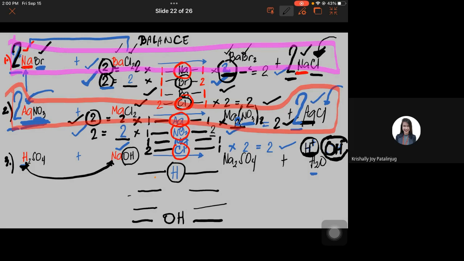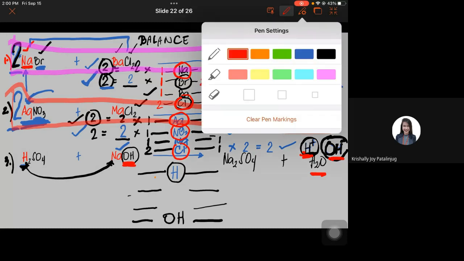Okay? Next. You might be confused. Ma'am, on the reactant side, there is hydroxide, and you are just seeing here H2O. You try to break it down. Break down where this water came from. Remember, it came from one OH and one H. So you can still observe OH on the product side. It is part of water.